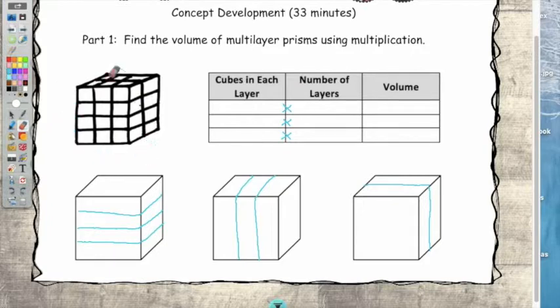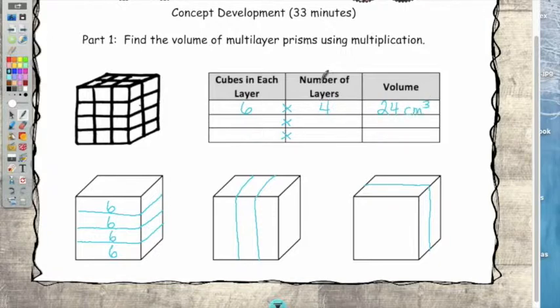So now what we have to do is figure out how many are in each layer. So if I'm trying to figure out layers of the earth, I'm going to look at this top layer right here. How many cubes is that? 6. So I've got 6 cubes times 4 layers equals 24 cubic centimeters.